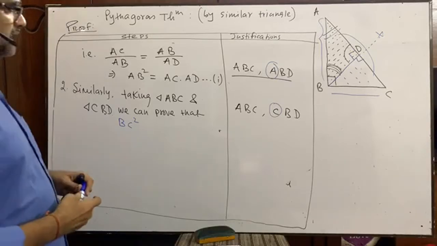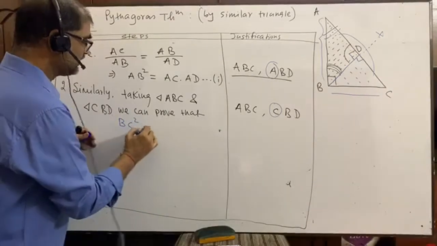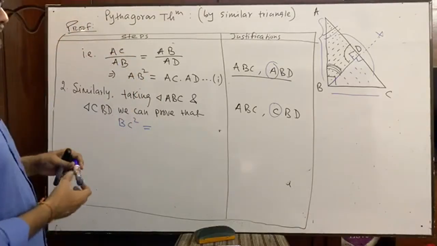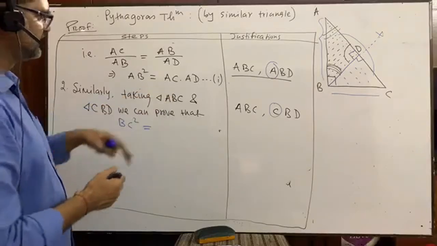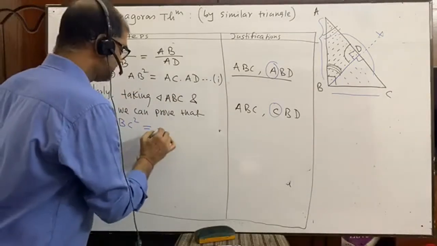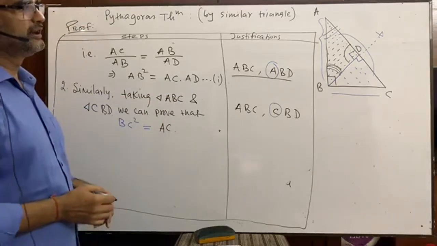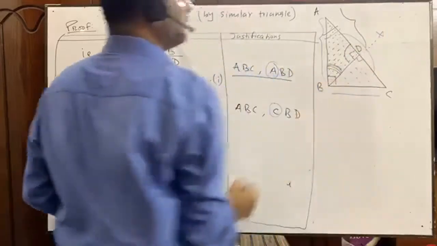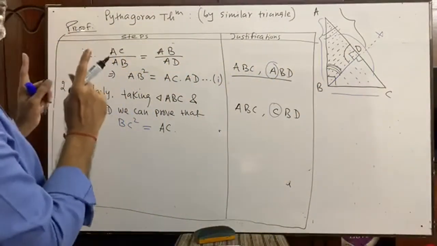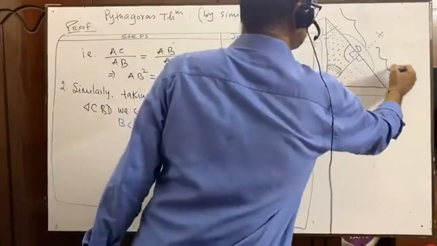It is BC square is equal to, you see, for both the triangles it has AC. This is AC. Yes, we can write here it is AC. Now it is AD. AD means what? For this triangle it is AD. For the upper triangle it is AD. So for the lower triangle it must be CD.